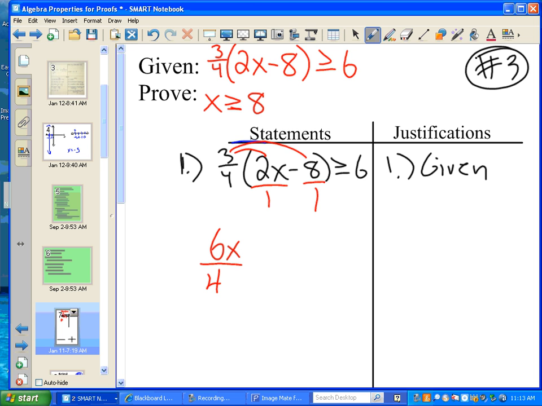Okay, we're now distributing 3/4 to -8. 3 times -8 is -24. 4 times 1 is 4. You okay, Chase? Okay. Rewrite greater than or equal to 6.